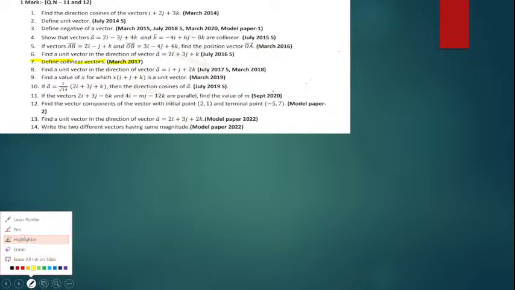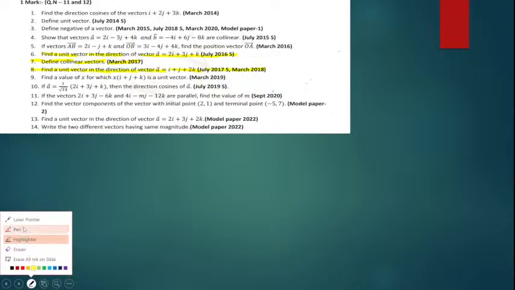So here is the question, define collinear vectors. What is meant by collinear vector? Two vectors are said to be collinear if their corresponding components are in equal proportion, or you can express the given vector in terms of another vector. I hope you got the point, collinear vector. I won't give the full definition; you can go through your NCERT. We will go for the 8th question here. We will solve the problems.